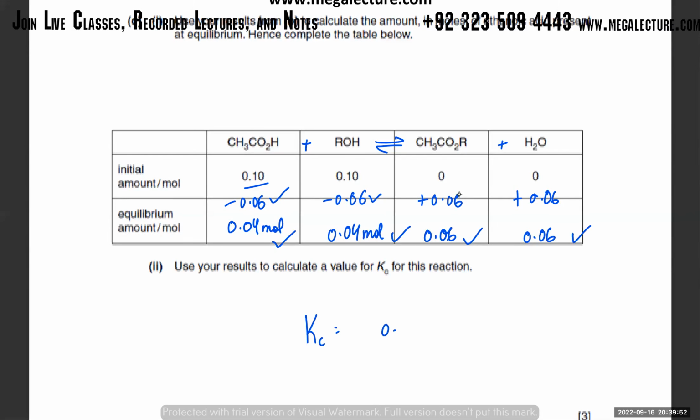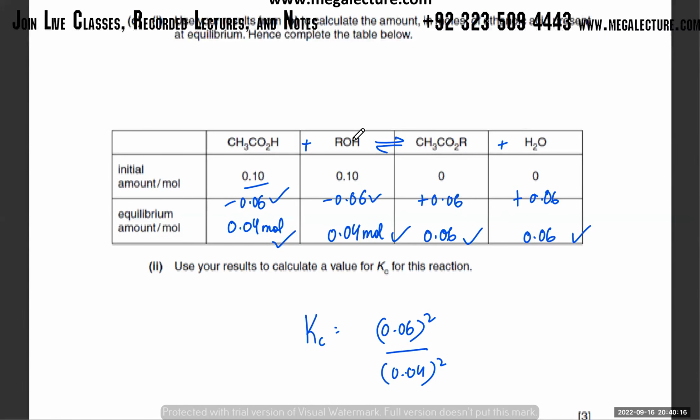It's going to be 0.06 squared divided by 0.04 squared. Achha, do I need to calculate concentration in this case? Okay, मैंने कहा था कि Kc uses concentration, but do I need to calculate concentration? Will they cancel out, sir?